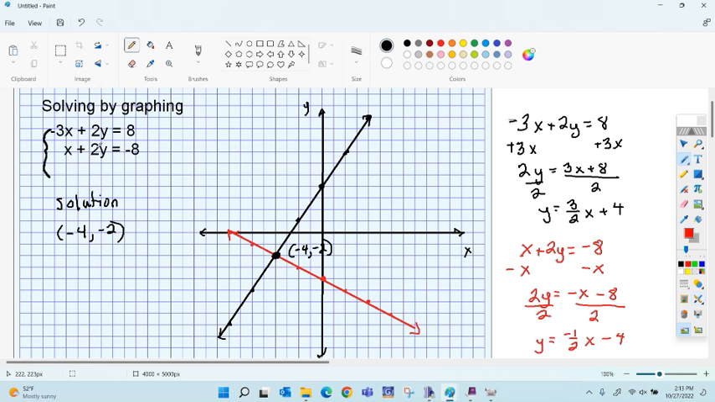Negative 4 plus 2 times negative 2 would be negative 4 plus negative 4, which is negative 8. So yep, it worked in both of them. It made both of them true. That's the only ordered pair anywhere because it's the intersection of the two things.